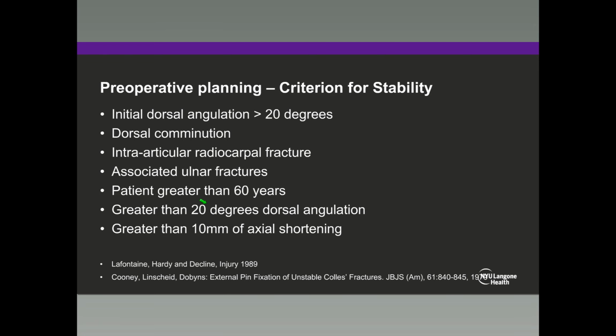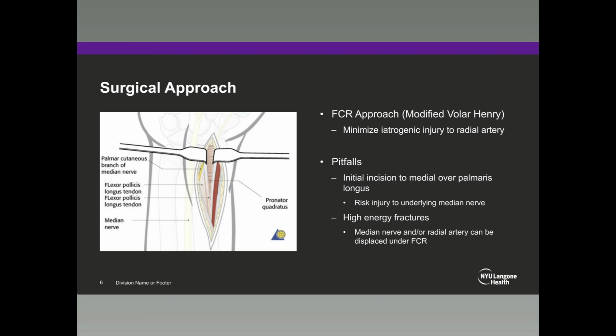Now, again, I think Omri touched on this, so I'll just quickly go over it. For preoperative planning purposes, these are the criteria I like to use, which are LaFontaine's criteria, first published in 1989: initial dorsal angulation greater than 20 degrees, dorsal comminution, intra-articular radiocarpal fractures, associated ulnar fractures, patients greater than 60 years of age, and greater than 10 millimeters of axial shortening.